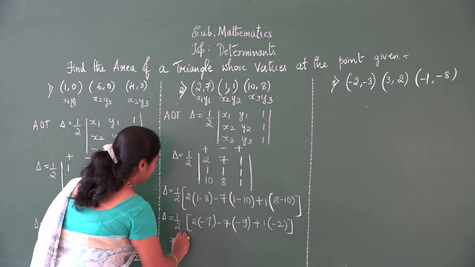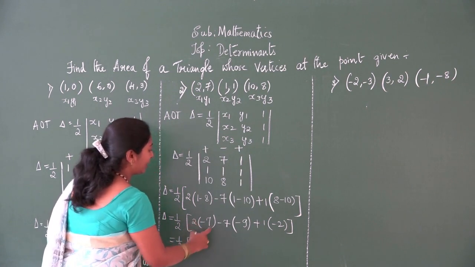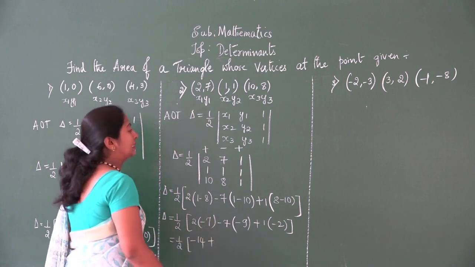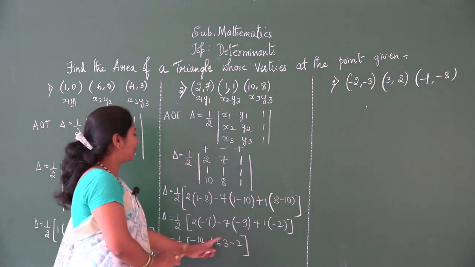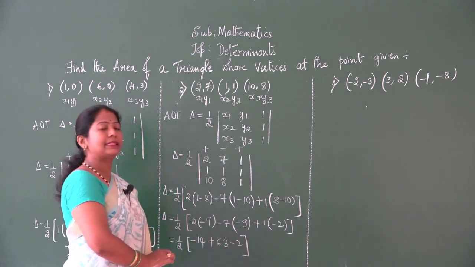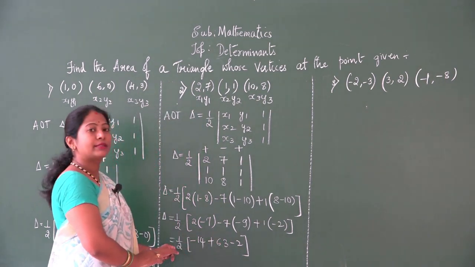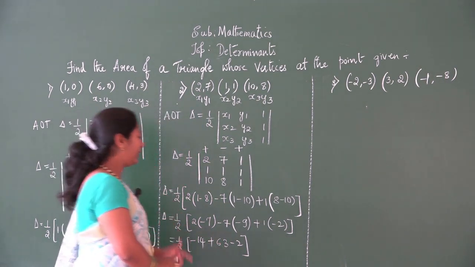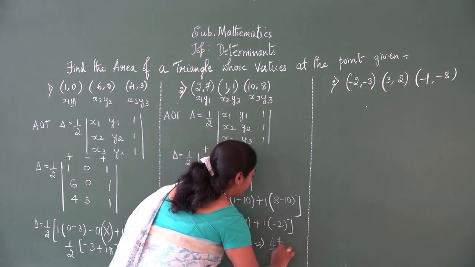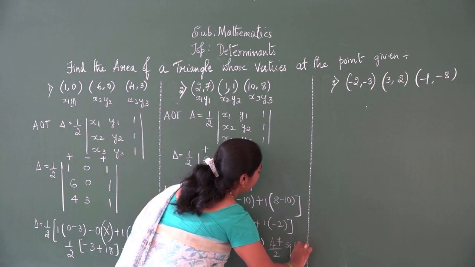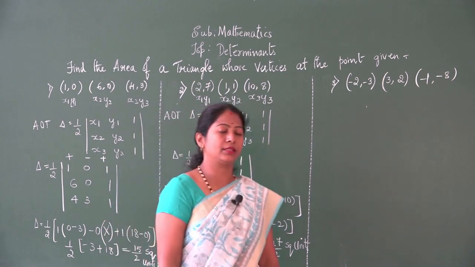So that is delta equal to half into 2 into minus 7 minus 14, minus into minus, plus 7 9s are 63. Minus 14 minus 2 is minus 16, minus 16 plus 63, it is plus 47. So 47 by 2. What is the unit to find the area of a triangle? Square units. Implies delta equal to 47 by 2 square units.